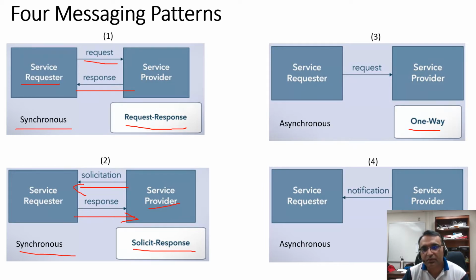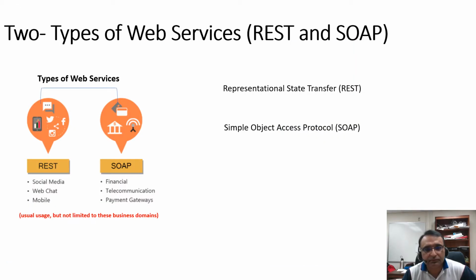One-way: the service provider will receive a request from the service requester, but it is not necessary for the provider to reply back. This is asynchronous. Another one is the notification pattern. It means whenever the service provider has some new data, it will just notify the requester. The requester does not need to respond to it.